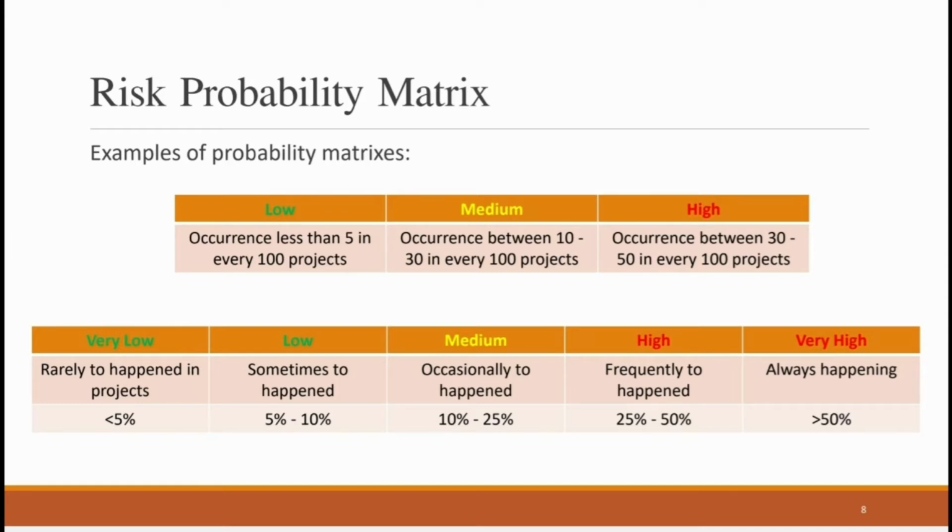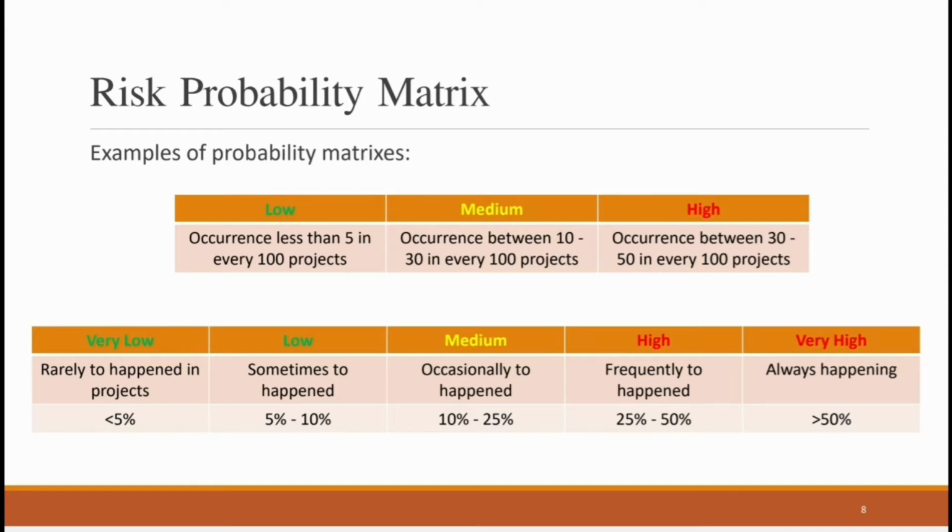The first one is low, moderate, high, and we said we're going to depend on the occurrence of the risk within the project. If the risk is happening 5 times in every 100 projects, or it occurred between 10 to 30 times in every 100 projects, or it's occurring between 30 to 50 times within 100 projects. So this is an example we can use. We can replace the 5 with any number, and the 10 and the 100 with any number, and then we will be able to define our probability matrix.